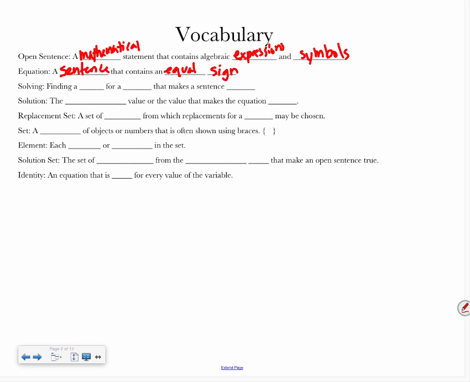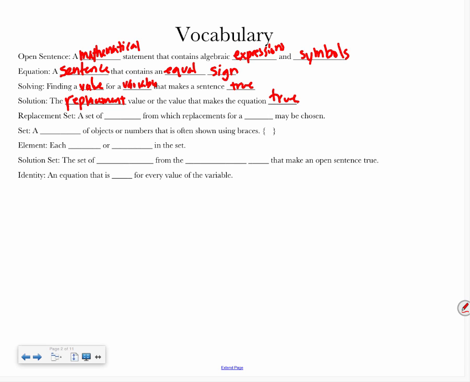Okay, so now we're talking about solving. When I tell you that we're going to be solving something, that means we are finding a value for a variable that makes a sentence true. The solution is the replacement value, or the value that makes the equation true. So it's whatever your answer is.